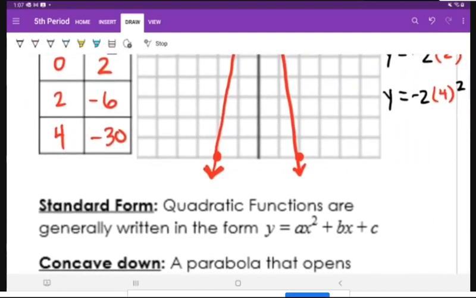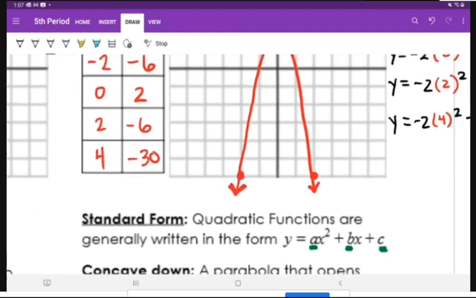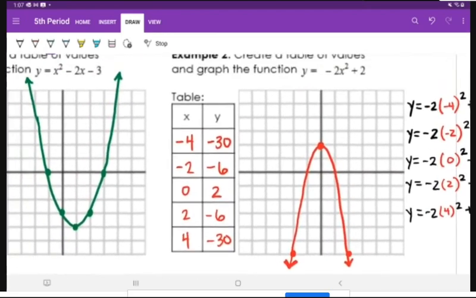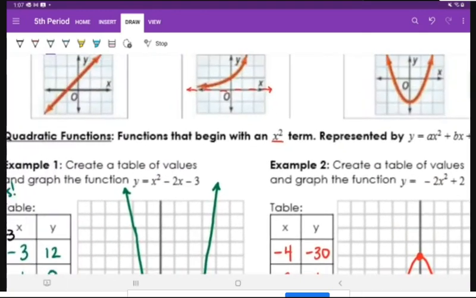Standard form. We already mentioned this, but quadratic functions are generally written in the form y equals ax squared plus bx plus c. What's important about this form is by just simply looking at the function, you can figure out what A and B and C are. And we're about to see a bunch of other definitions that show us why A and B and C are important. So really quickly, we're going to go up to example 1, and we're going to find A and B and C.